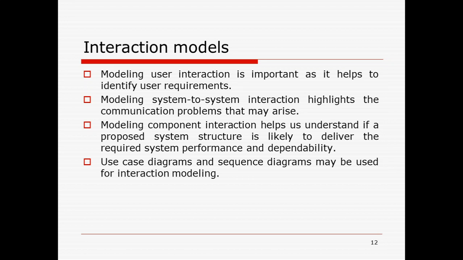actually helps us to understand the proposed system architecture structure, how it is going to deliver the required system performance and dependability. So the kind of performance the system is going to give is likely to be achieved, or it can be viewed through the interaction of the components, and that is also an interaction model diagram. So the use case diagram and the sequence diagram are the two kinds of diagram that may be used to model the interactions.